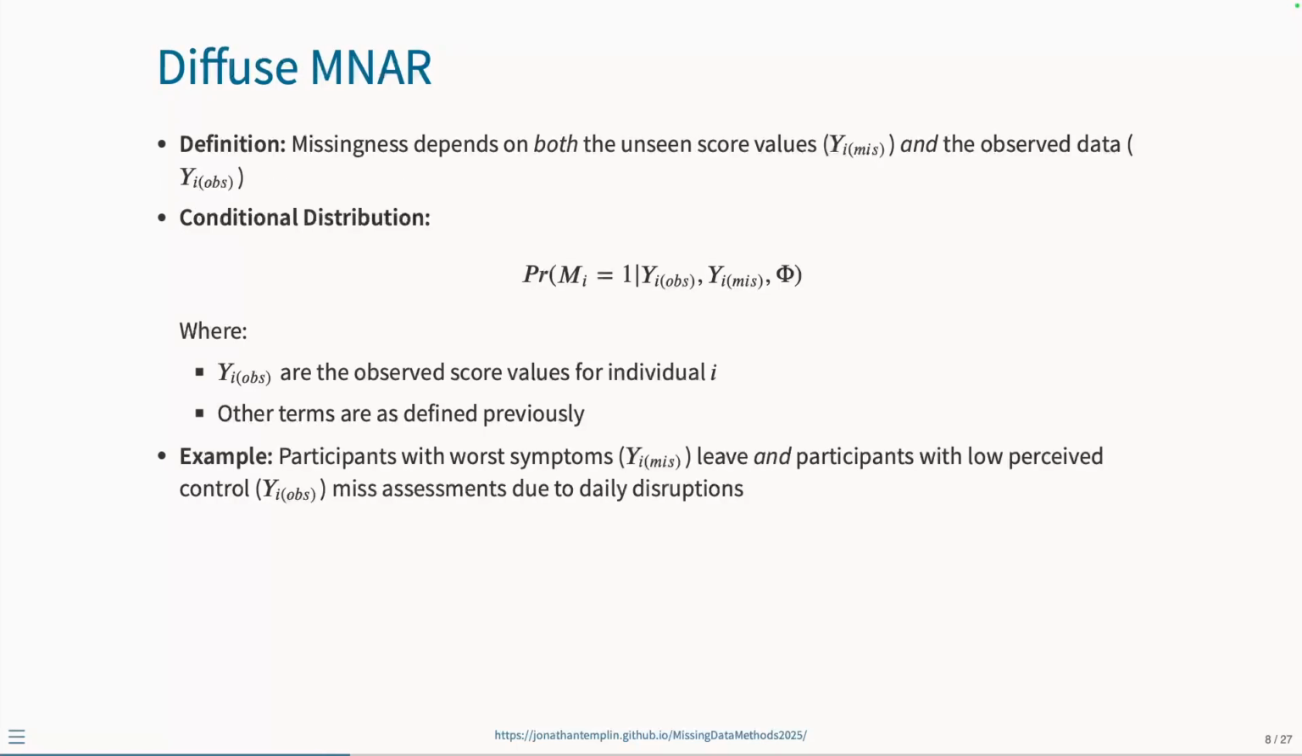Whereas diffuse missing not at random gives you a little bit of an entry point into the data that you do have. Missingness depends on both the unseen score values and the observed data. So here, now, we have a little bit of detail as to why things would be missing. An example would be the patients with the worst symptoms leave, and participants with low perceived control miss assessments due to daily disruption. So there may be other types of variables that show up as well.